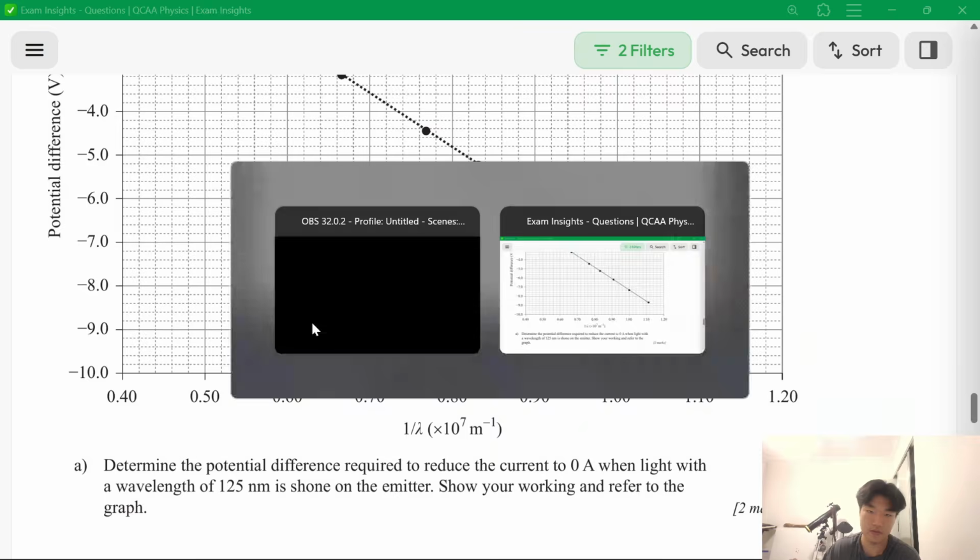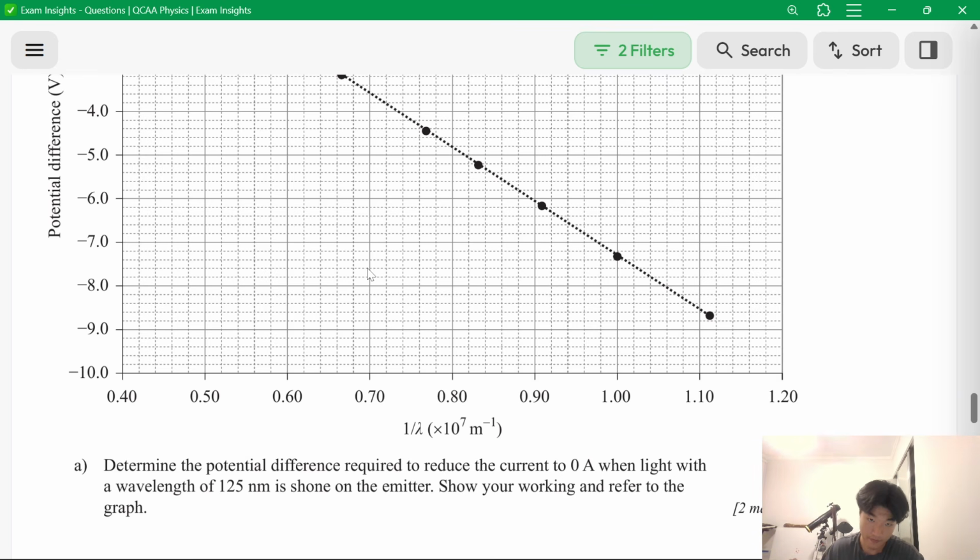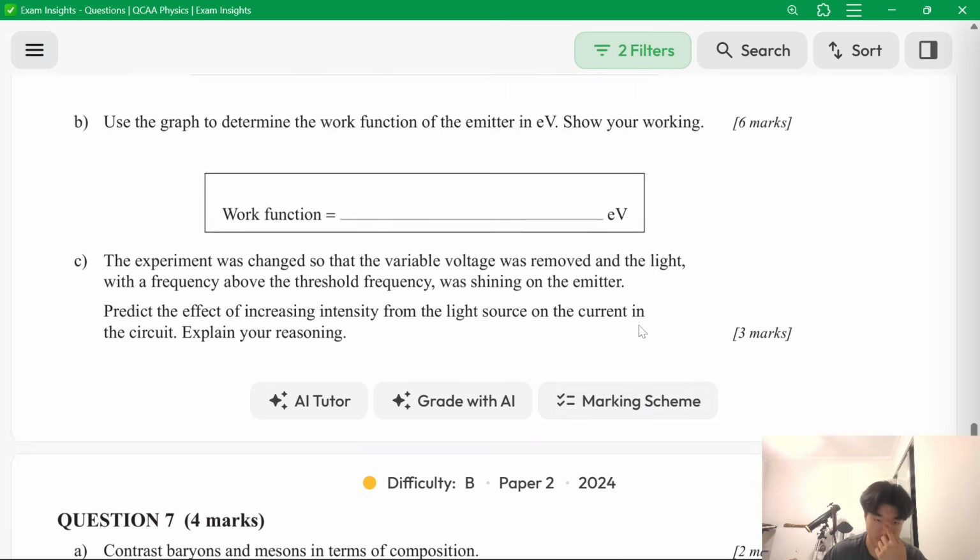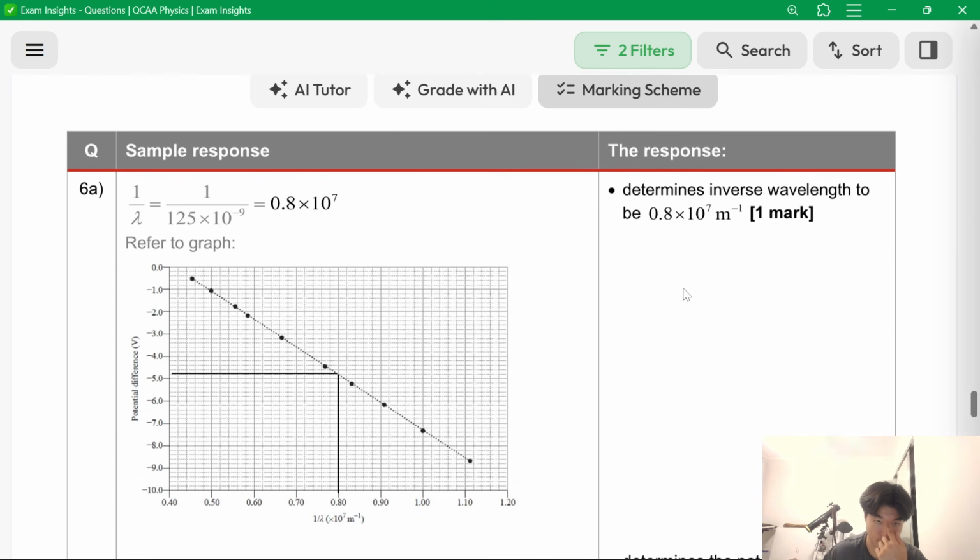So then we go back to the question, in terms of times 10 to the 7. So in this case, I'd have it at 0.8 times 10 to the 7, because that would be 8 times 10 to the 6. Okay, so it would be at this point, and the potential difference is negative 4.8. Negative 4.8, yeah.